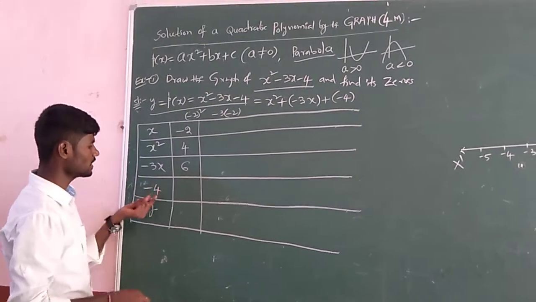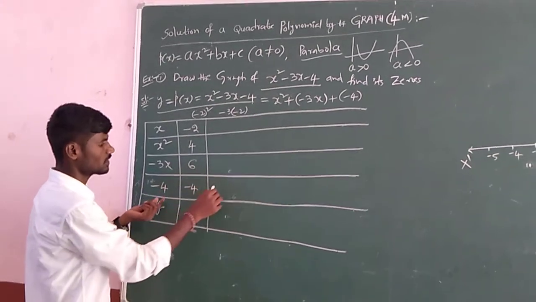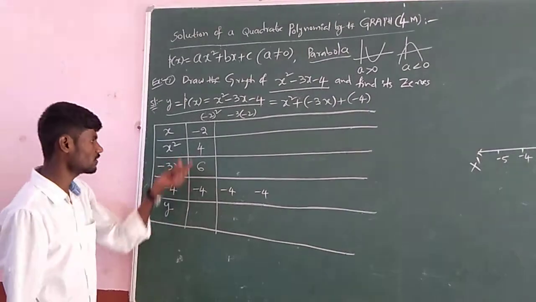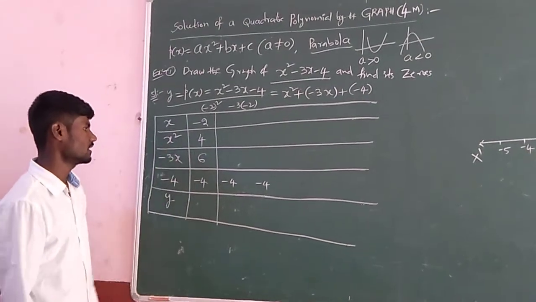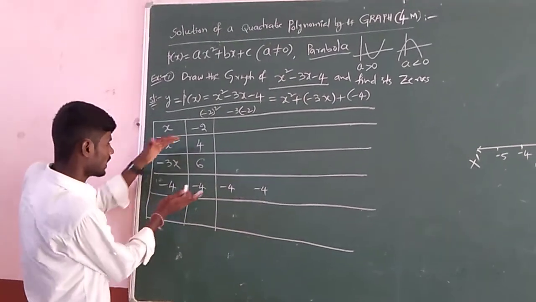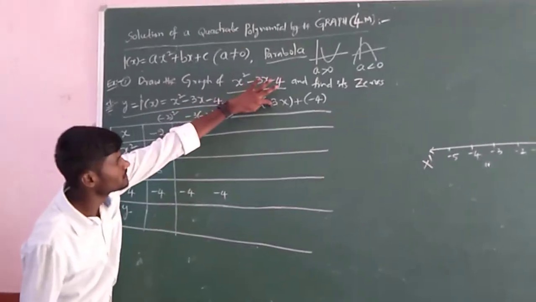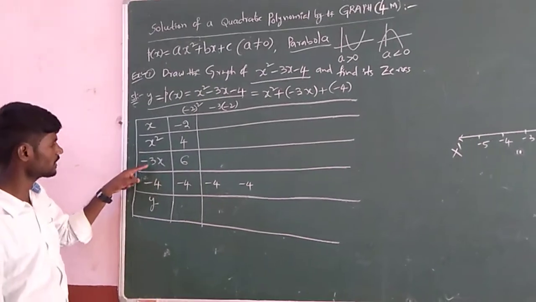Next, minus 4: here there is no x, that's why you will get minus 4. In all the columns you will get the same, minus 4. You only have to calculate these two terms. Now see what y is. y equals the sum of x square, minus 3x and minus 4.